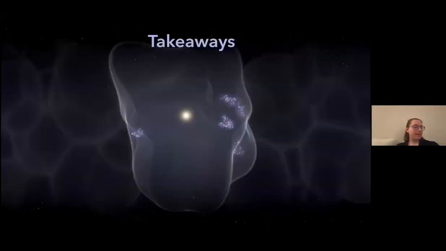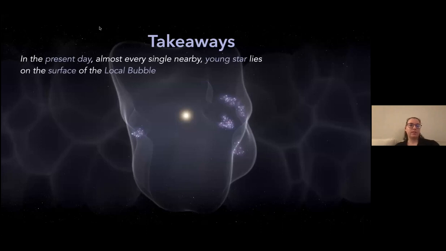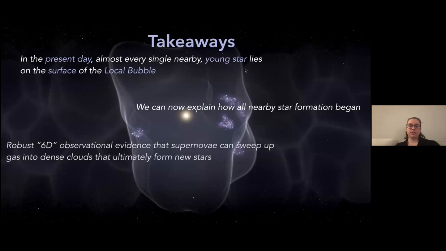Okay, so what are the takeaways? So first, we find that in the present day, almost every single nearby young star lies on the surface of the local bubble. And in doing so, we're arguing that we can explain how nearby star formation began. So we're arguing that these results present very robust observational evidence, in what we call 6D space, so 3 dimensions of space and 3 dimensions of velocity, that supernovae can sweep up gas into dense clouds that ultimately form new stars.